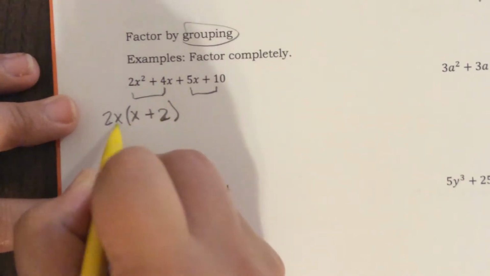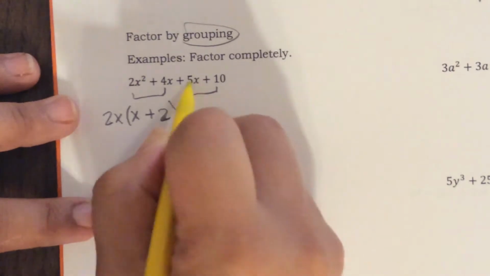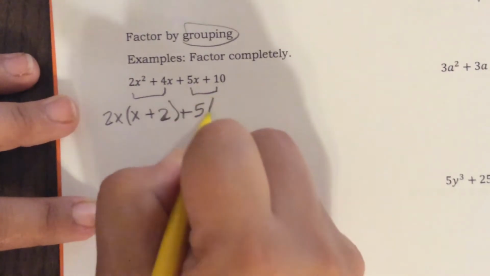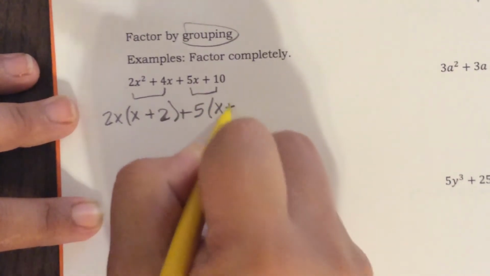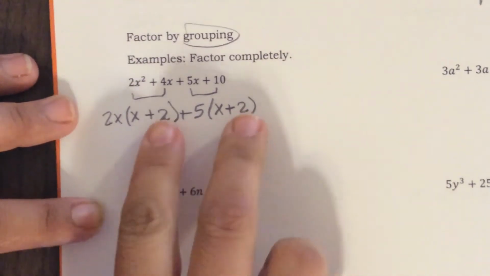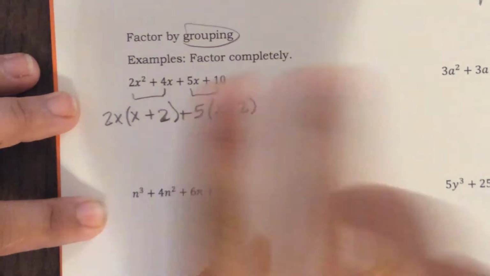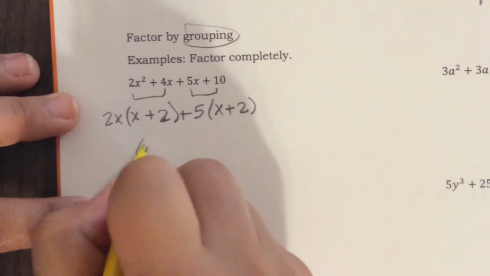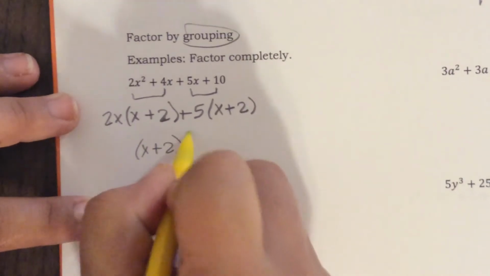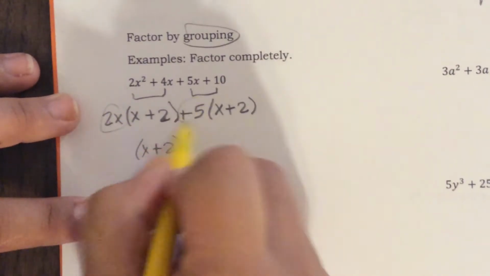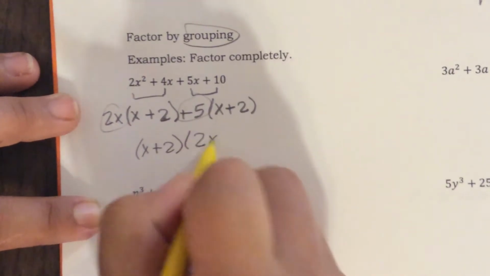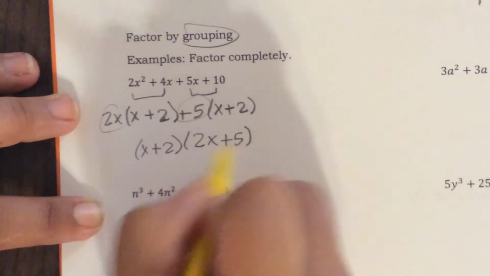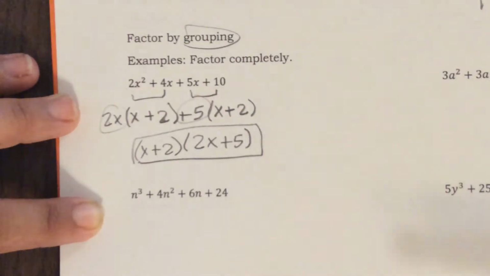times 2 is 4, but then you have the x already over here. This has a 5 in common, so factor that out. That's gonna be x plus 2. Notice that these two factors have to be the same. You're going to put it under one parenthesis, x plus 2, and the leftover stuff, which is the outside stuff, is 2x plus 5. And so now this is factored completely.